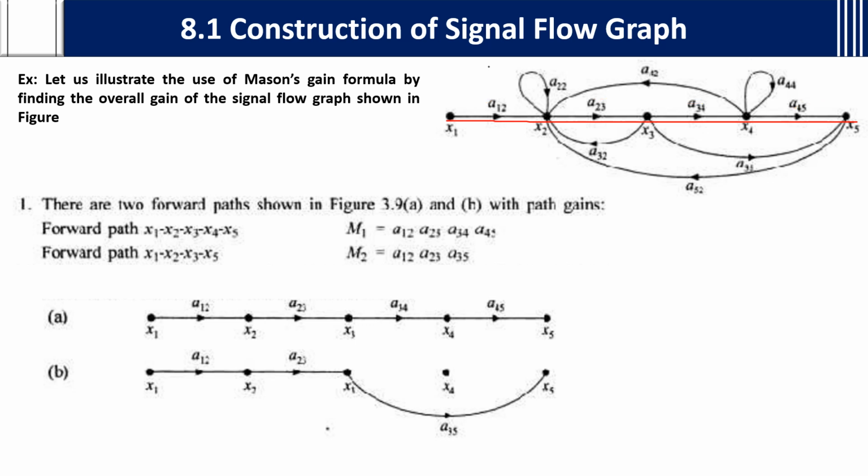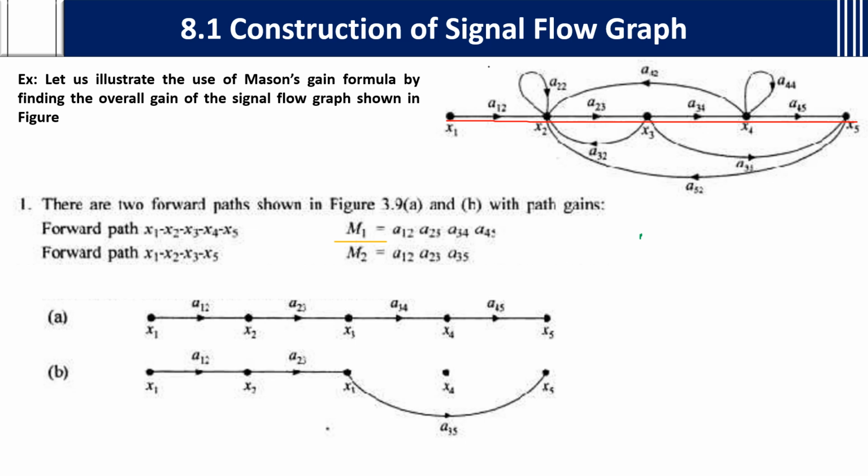That is M1. Then we will take the next path. Next forward path is x1, x2, x4... Sorry, this is not a forward path. This is why I am saying it is not a forward path. Here, all arrows should be in the forward direction, from input to output, so it should not be in feedback. Here a42 is in the opposite direction.